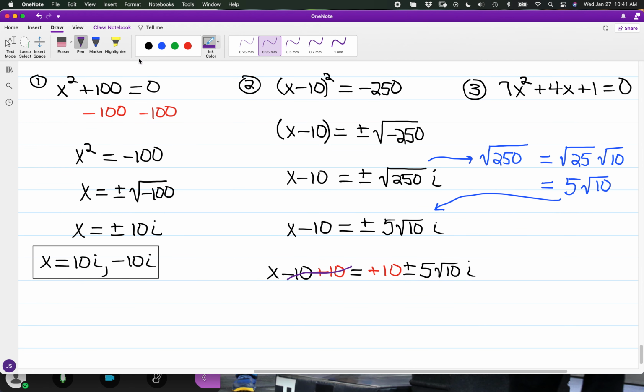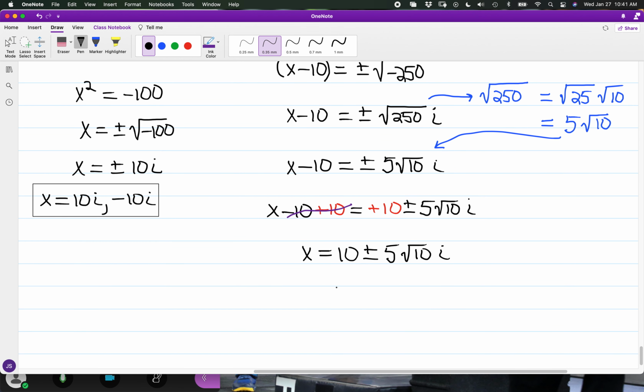Okay, so in this layout, x is going to be equal to 10 plus or minus 5 times the square root of 10i. And if I were to display what I have here in separate notation, I'm going to have 10 plus 5 times the square root of 10i, and 10 minus 5 times the square root of 10 times i.